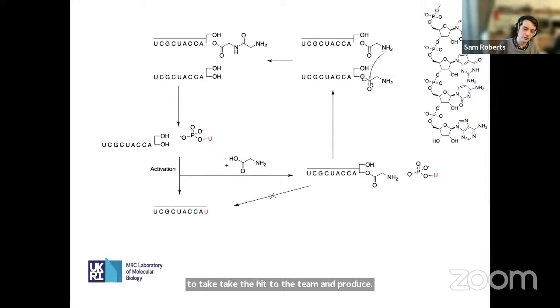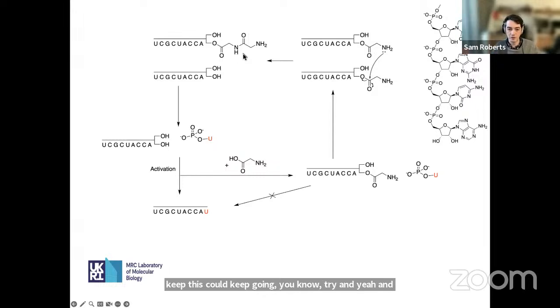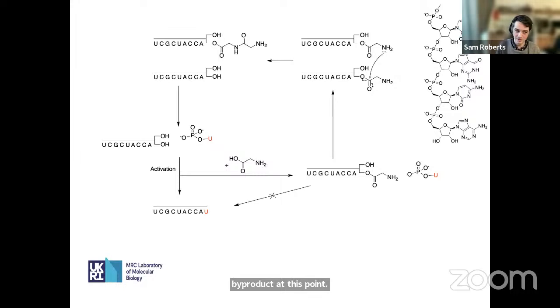So our idea is that replication is the driving force and would inevitably make peptidyl, dipeptidyl, and this could keep going to tripeptides and longer and longer peptides, but they're essentially a byproduct at this point. Then later stages of biology would have found, oh, we've been making all these bonds, it makes all this cool chemistry, and we have this kind of selectivity. Let's see if we can exploit this. So using exploitation, maybe we could then build translation from there. And this is how we're thinking about the evolutionary processes.